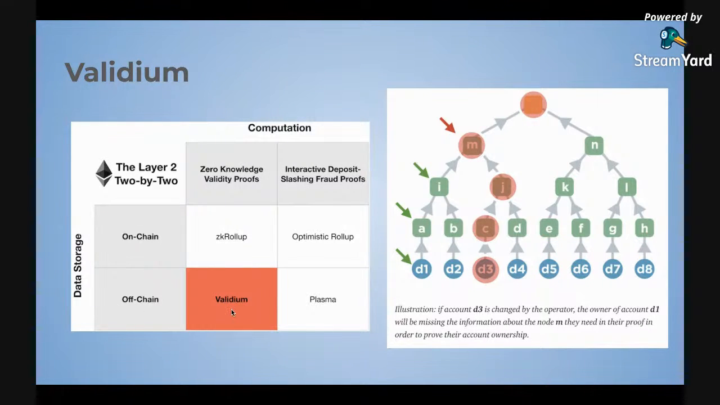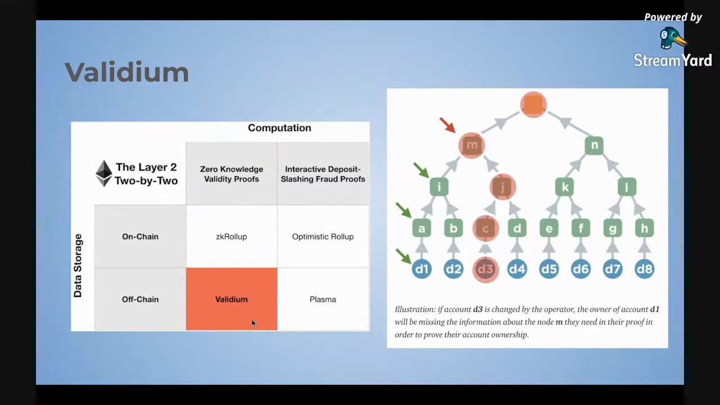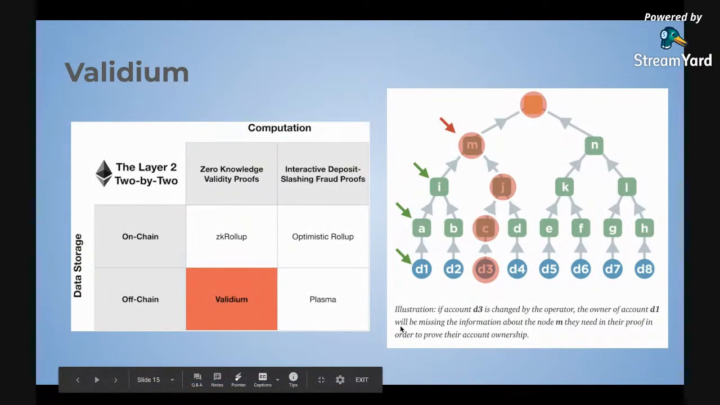And then Validium, which has only been talked about since June this year, as far as I know, uses zero-knowledge proofs, but it's not on-chain, which allows for considerably more scalability. But it's for application-specific use cases. Definitely worth diving into this one a bit more, because I haven't done my full research on it.